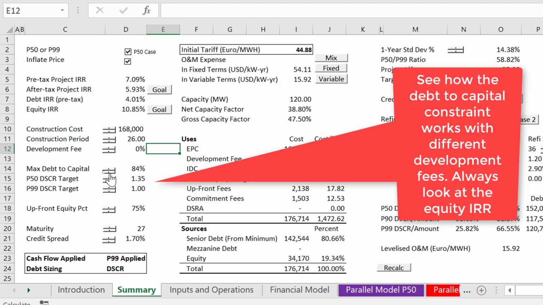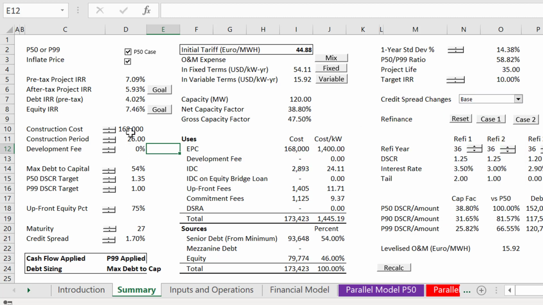reduce the debt to capital ratio, okay? So far nothing's happening, but now if I put a really low one in, then the IRR is going down. And what I can do then, to get the IRR back up, is put a higher development fee.